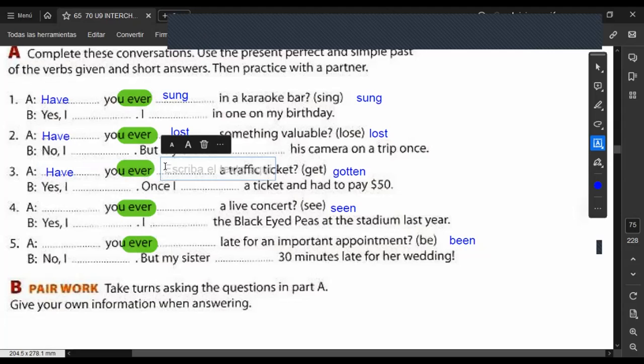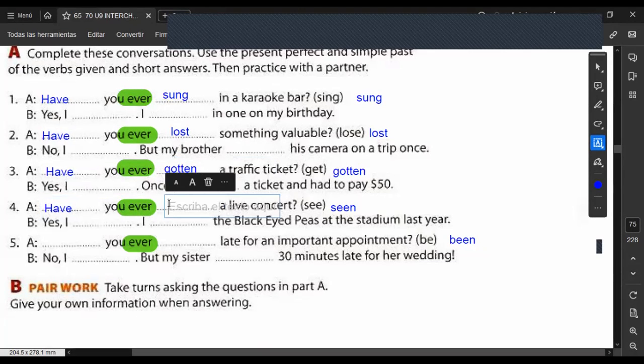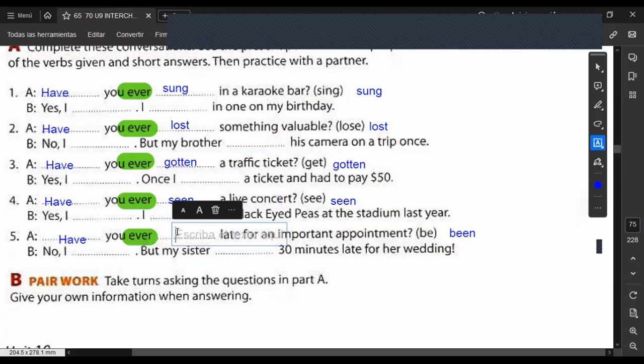Have you ever lost? Have you ever gotten a ticket? Got it. And have you ever seen a concert? Have you ever been? Okay.